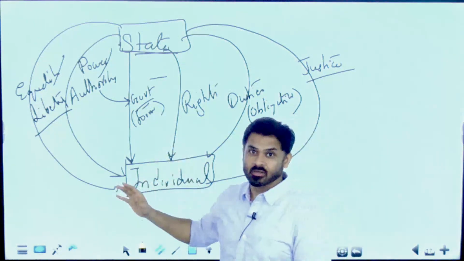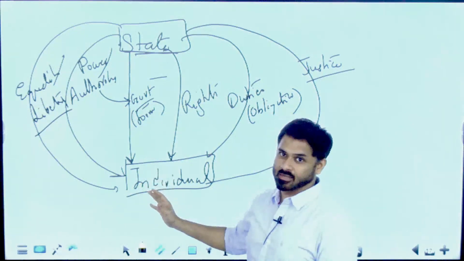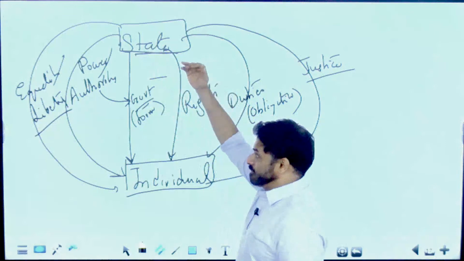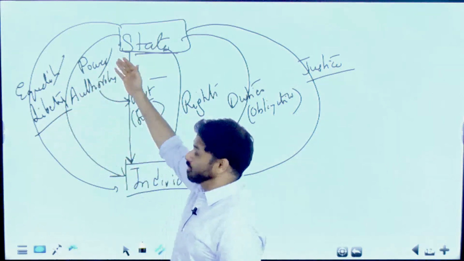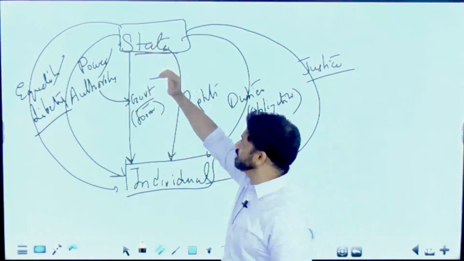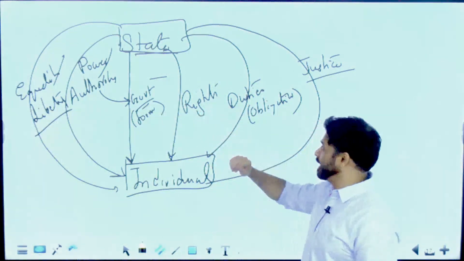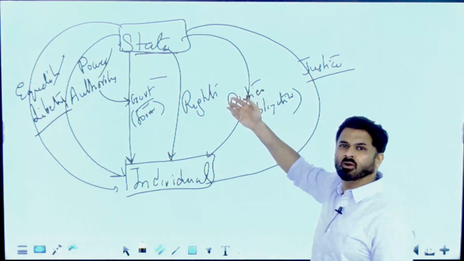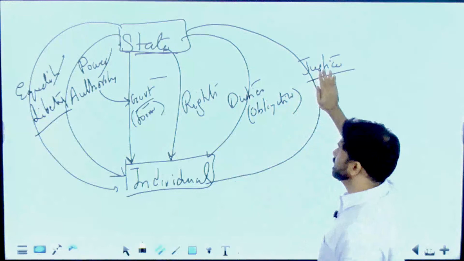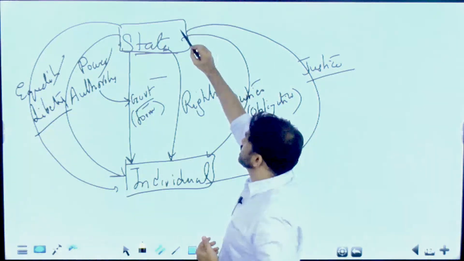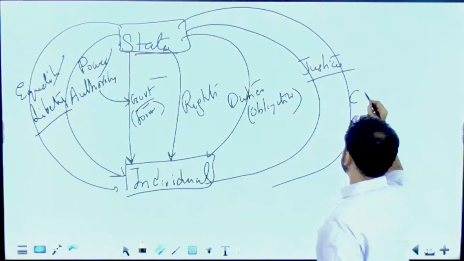So in section A of PSIR, what all theories do we have? We have theories on state, on equality, on liberty, on power and authority, on different forms of government, which again is part of theories of state. Then we have theories on rights, theories on duties or obligation. Some of it may not be there as part of your syllabus. There's theory of justice. Then maybe the state and individual relationship may also be defined through citizenship.